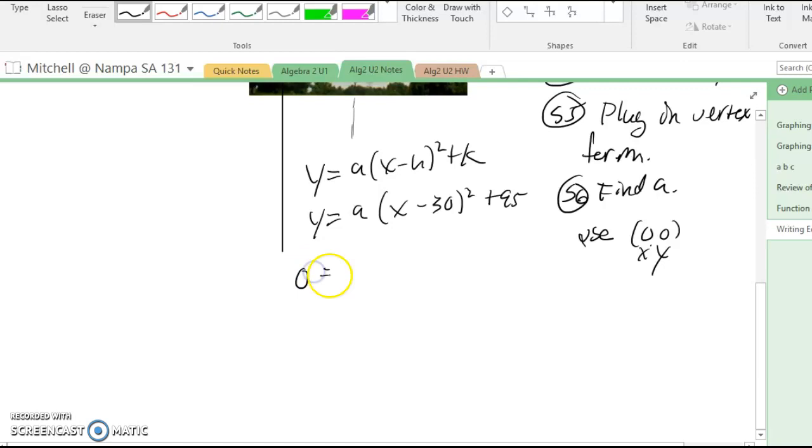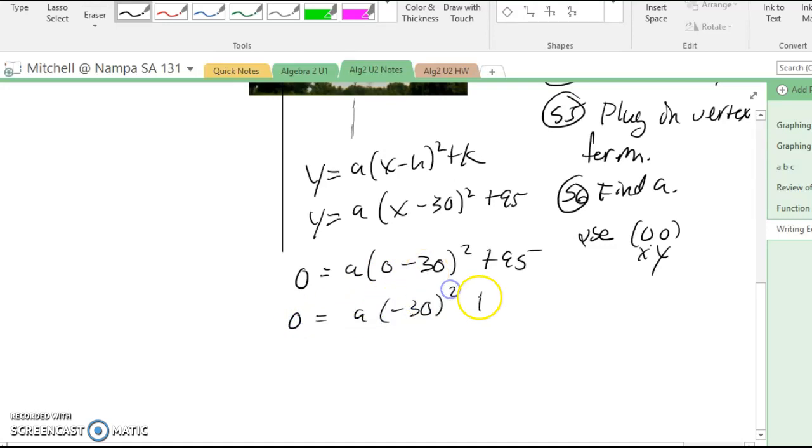So x is 0 and y is 0. We're going to solve. So we're going to have to get a calculator out, I think. So 0 minus 30 is -30 squared plus 95. 30 squared is 900a plus 95.